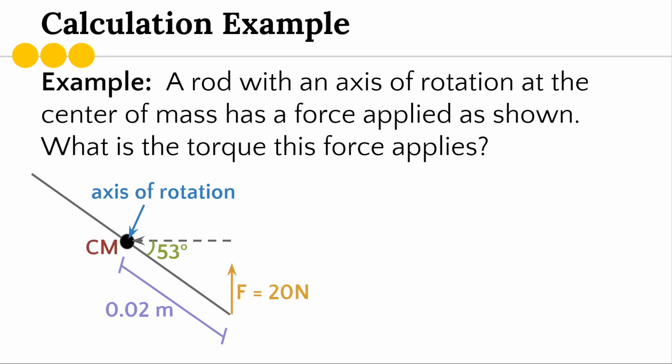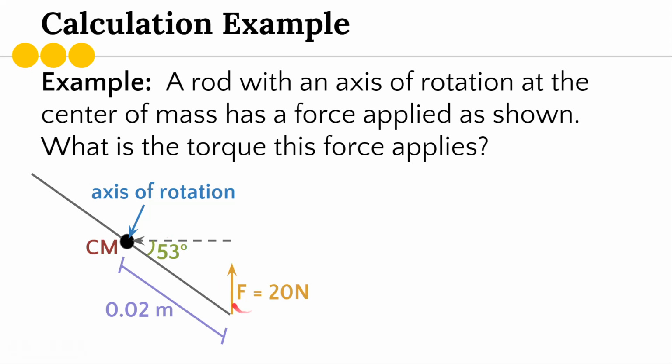All right, so let's try an example calculation. This one says a rod with an axis of rotation at the center of mass has a force applied as shown. Okay, and so here's my center of mass. It says that this is also my pivot point, which means that it can't cause a torque. We talked about that in our notes already. If your center of mass is anywhere other than your pivot point, it can cause a torque, but not when it's at it. And so it says, what is the torque this force applies?